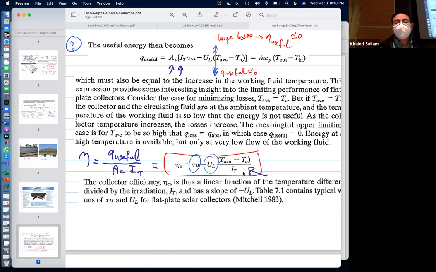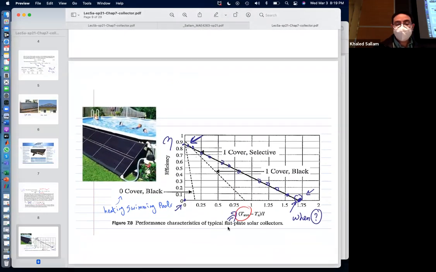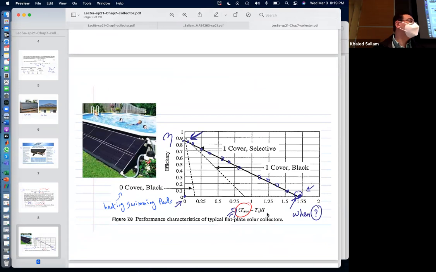This is a straight line equation. This is the intercept and this is the slope. Okay, when this is the X variable. The X variable now is T minus T over I, T average minus T ambient over I. That's our X-axis. So if I plot my efficiency against this variable, I should get a straight line. Here is the efficiency, and here is T average minus T ambient over I.